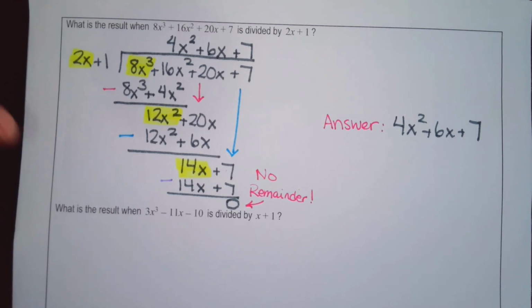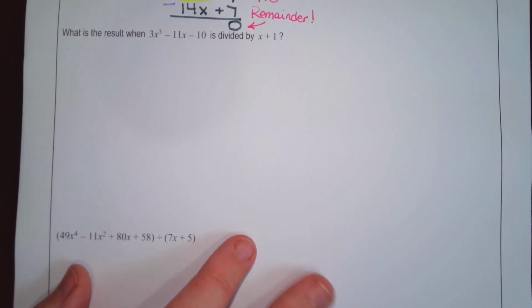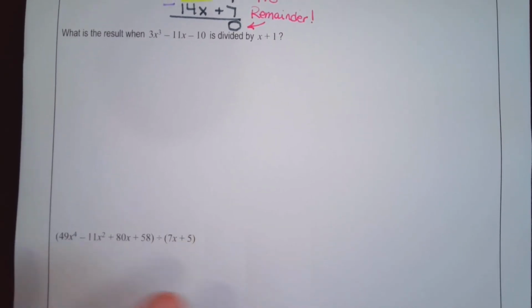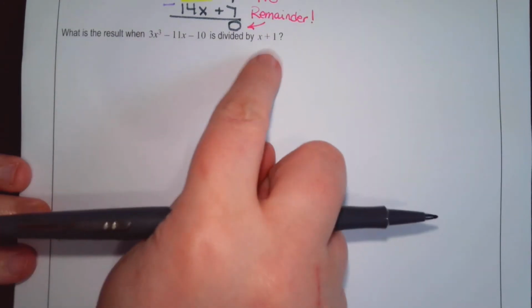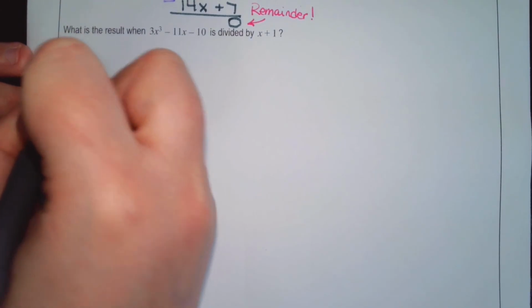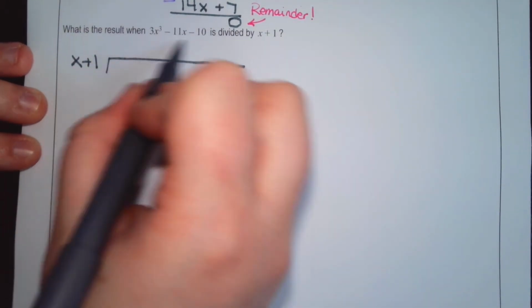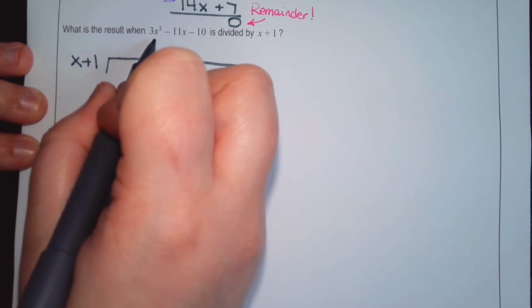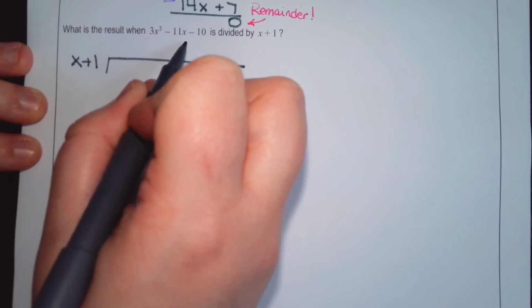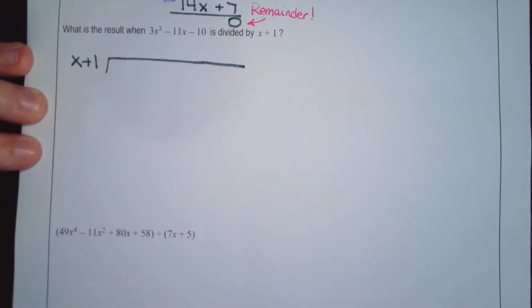All right, 2 more examples. So what is the result when 3x cubed minus 11x minus 10 is divided by x plus 1? So again, our binomial is going to go on the outside, x plus 1. Now, there's something that you need to take notice of here. We go from x cubed to x, meaning we are missing x squared.